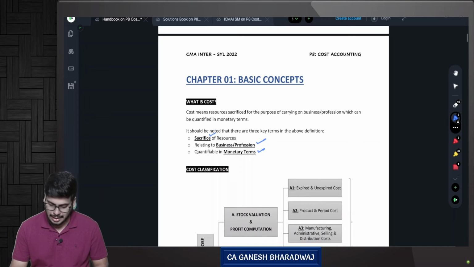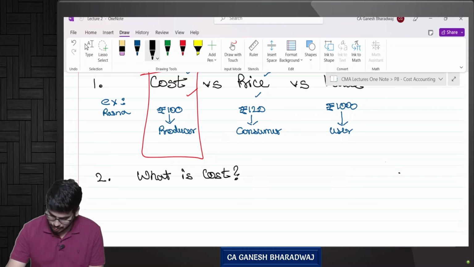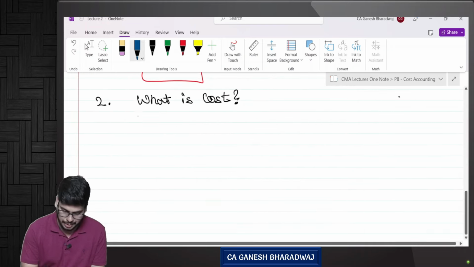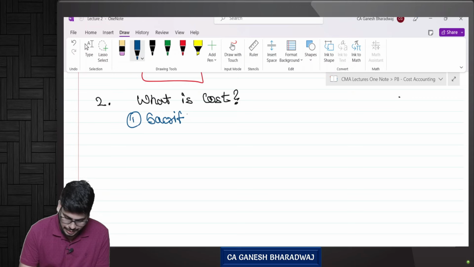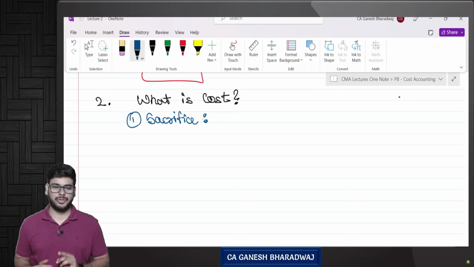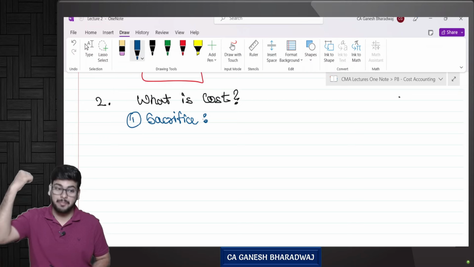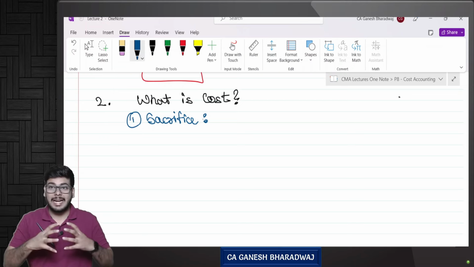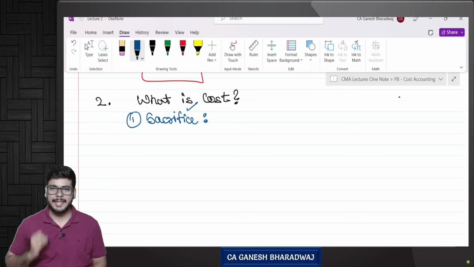Okay, so let's take an example for the first one, sacrifice. You're saying that, sir, cost involves sacrifice of resources. Generally, what we all think is that cost means an expense. No, cost doesn't mean expense. It is something beyond that. And a broader word that we use instead of expense is sacrifice. Can you give me an example?